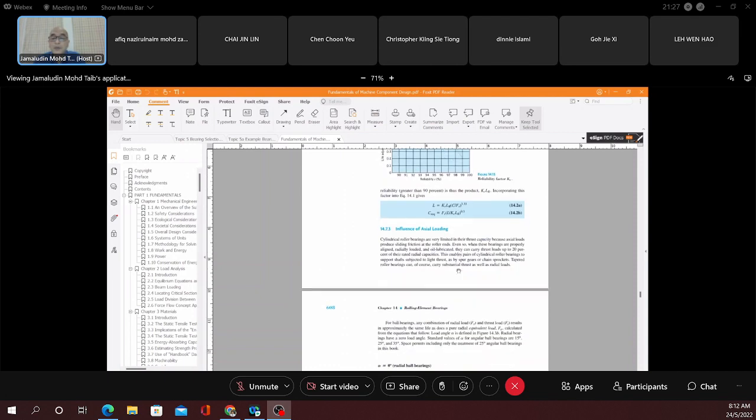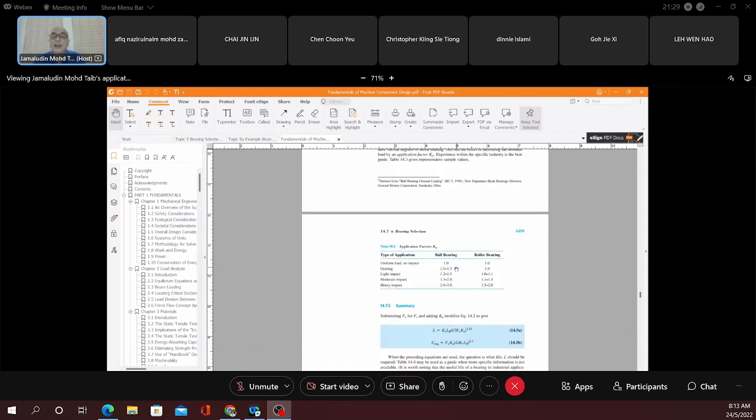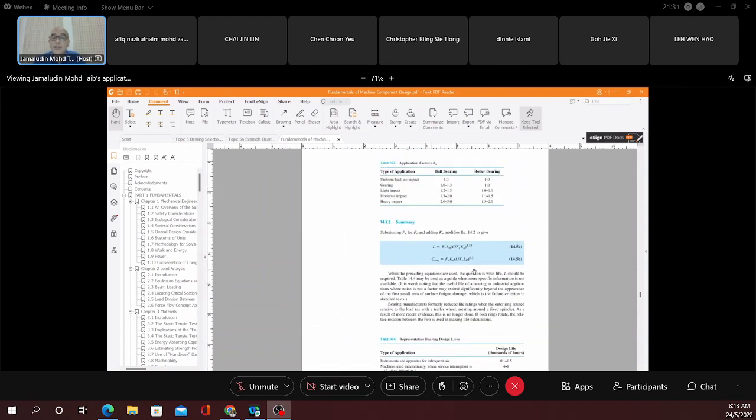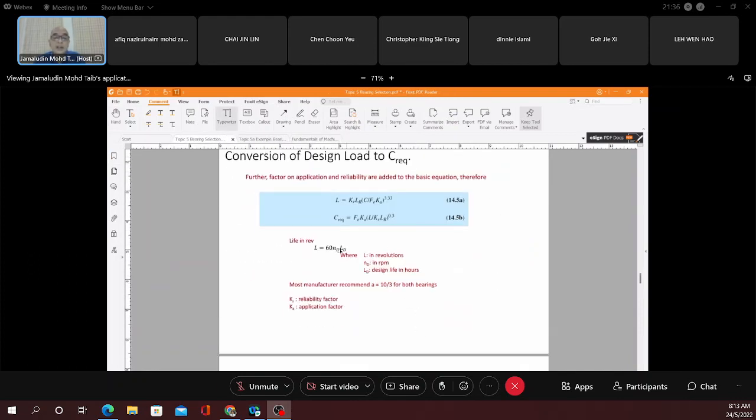However, take note of 14.5. You have to use that formula here, because 14.5 takes into consideration the application load factor, which is basically a safety factor on the load, as well as the K_R, the reliability factor. If, for example, you design for 90% reliability, there is a different life factor here. Those are the two things.